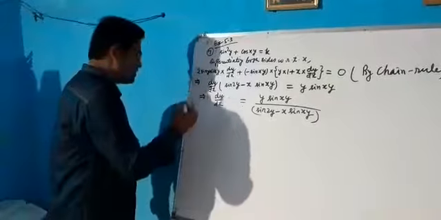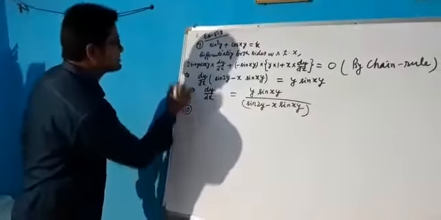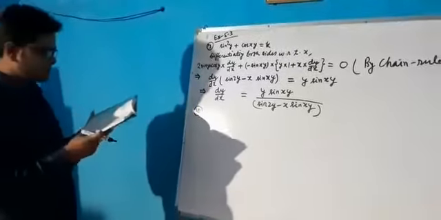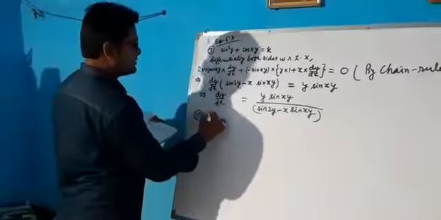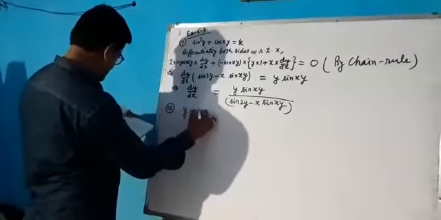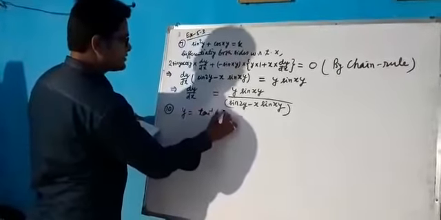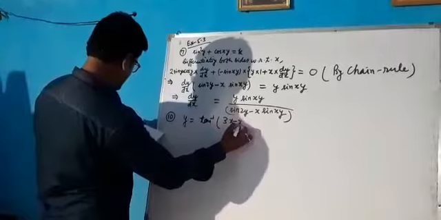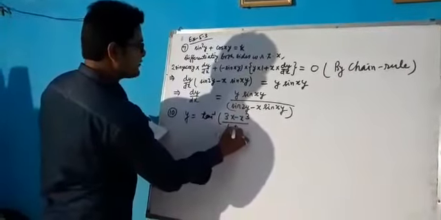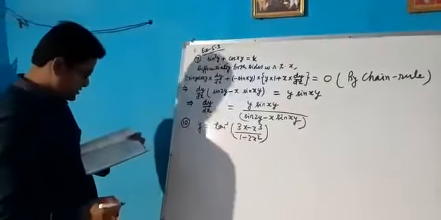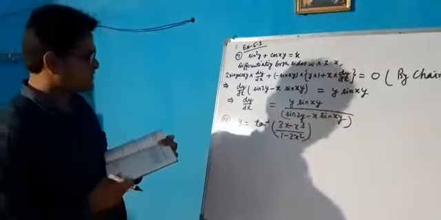Now next is question number 10. Same exercise 5.3. Question number 10 I am talking about. See what is that? Y is given as tan inverse of 3x minus x cube by 1 minus 3x square.